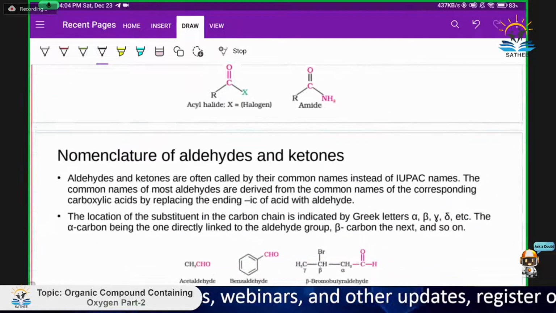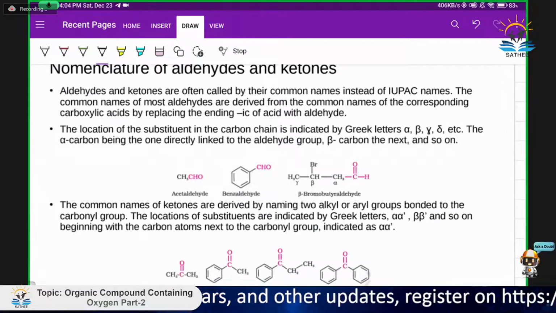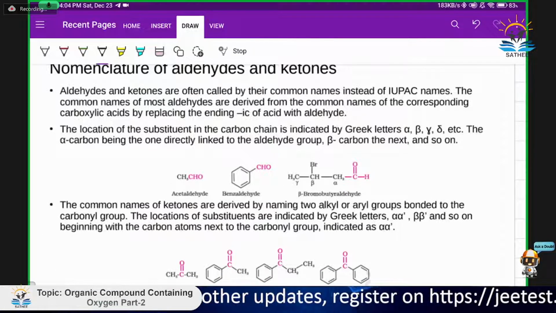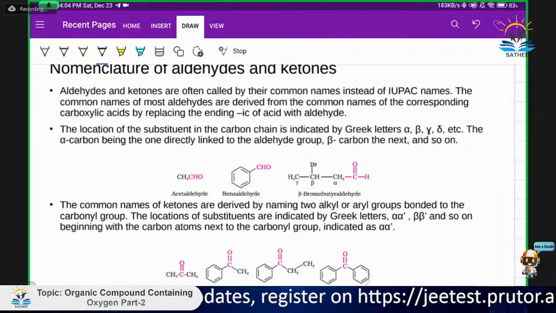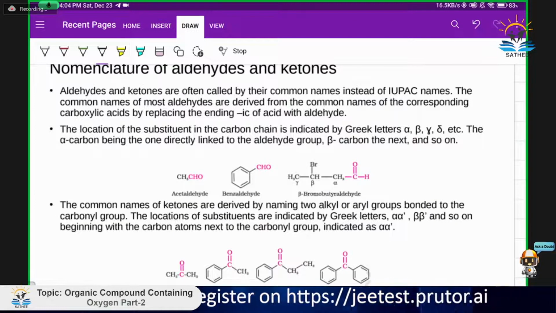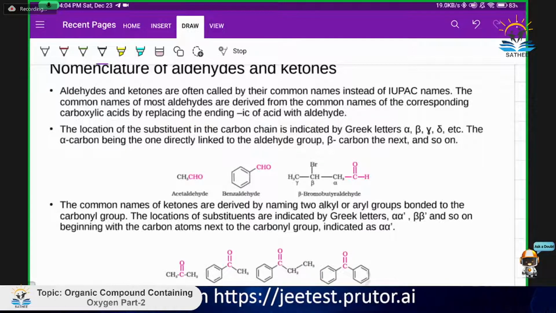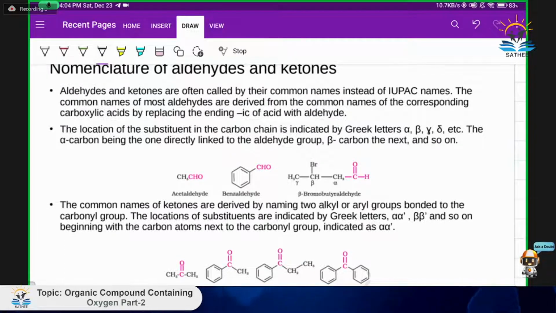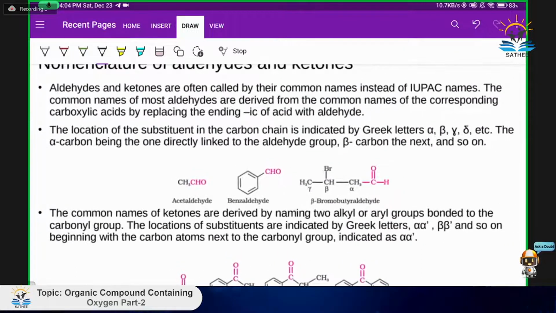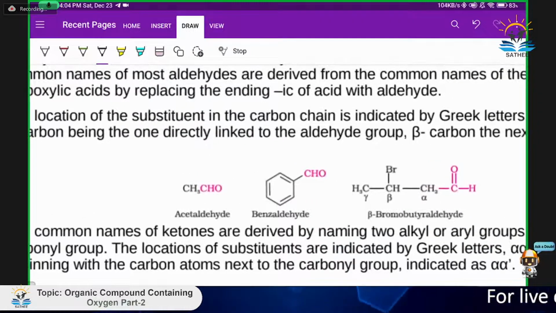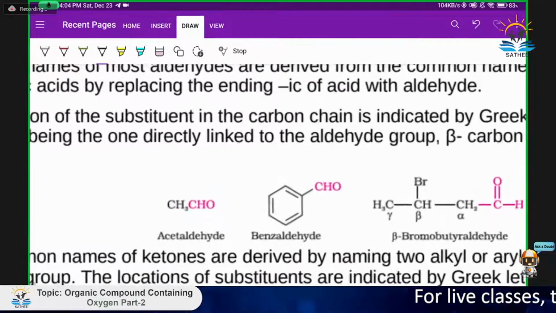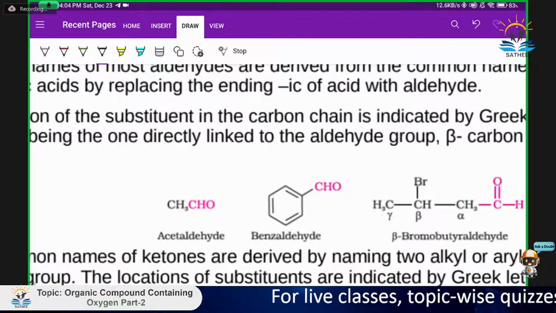Now we'll move on to nomenclature of aldehydes and ketones. Aldehydes and ketones are often called by their common names instead of IUPAC names. The common names of most aldehydes are derived from the common names of the corresponding carboxylic acids by replacing the ending ic acid of the acid with aldehyde. So, how do we tell the common names of most aldehydes? We simply say the common name of the acid and replace the ic of the acid with the name aldehyde.